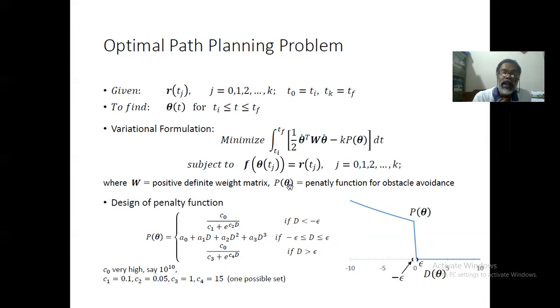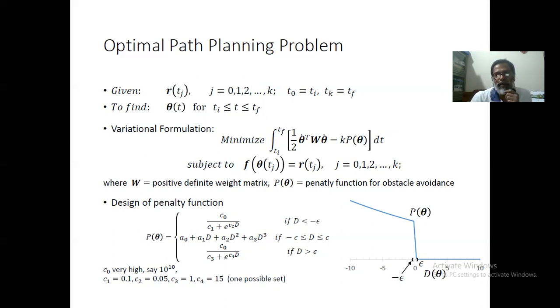Then the penalty should be very high. On the other hand, if the configuration theta is totally free from all obstacles, I mean quite far away, then it should be 0. And in between, in close encounter, it should have intermediate values, 0 to higher as it comes close. So that is the specification of a penalty function.